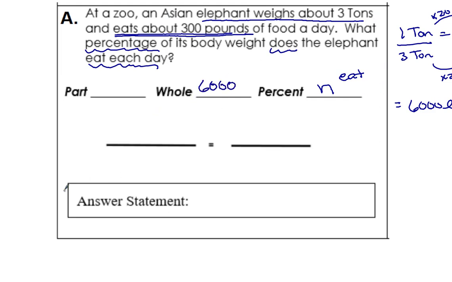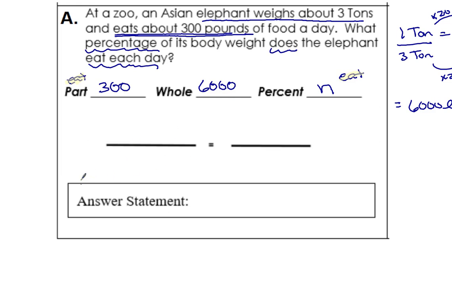So 6,000 is our whole. And it eats 300 pounds, so 300 would be the part. This is our eat. Now, it's very important that you go back and look: does the part and the percent, are they describing the same thing? Well, they're both describing how much the elephant eats, so yes, they are.